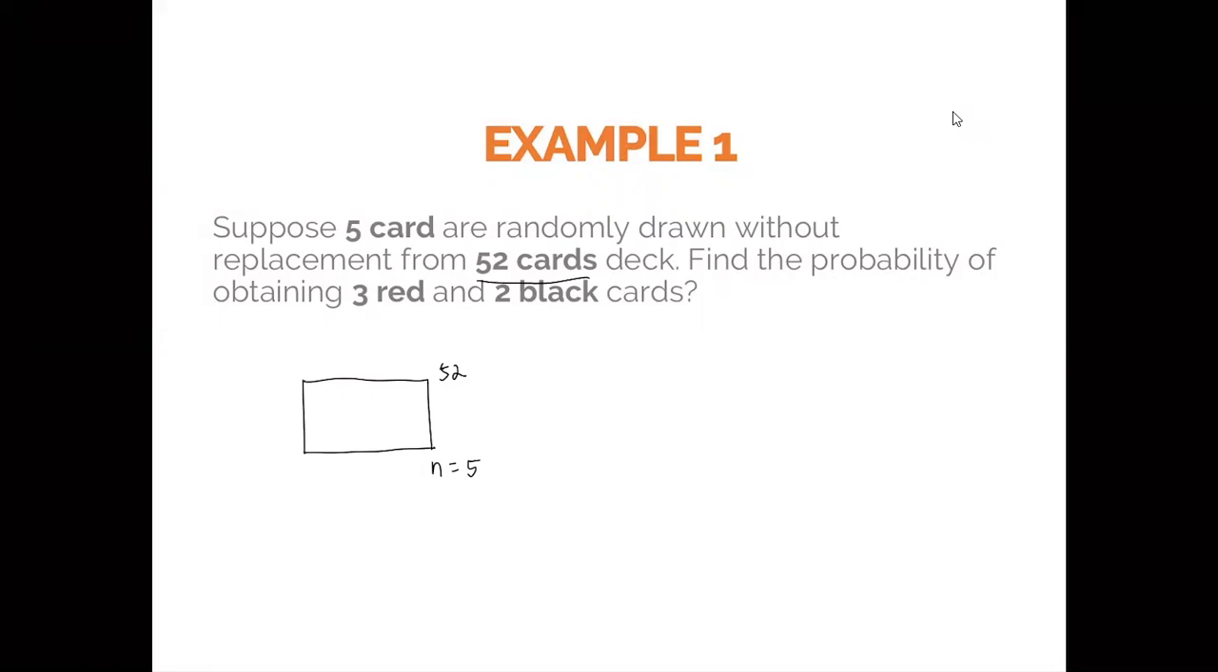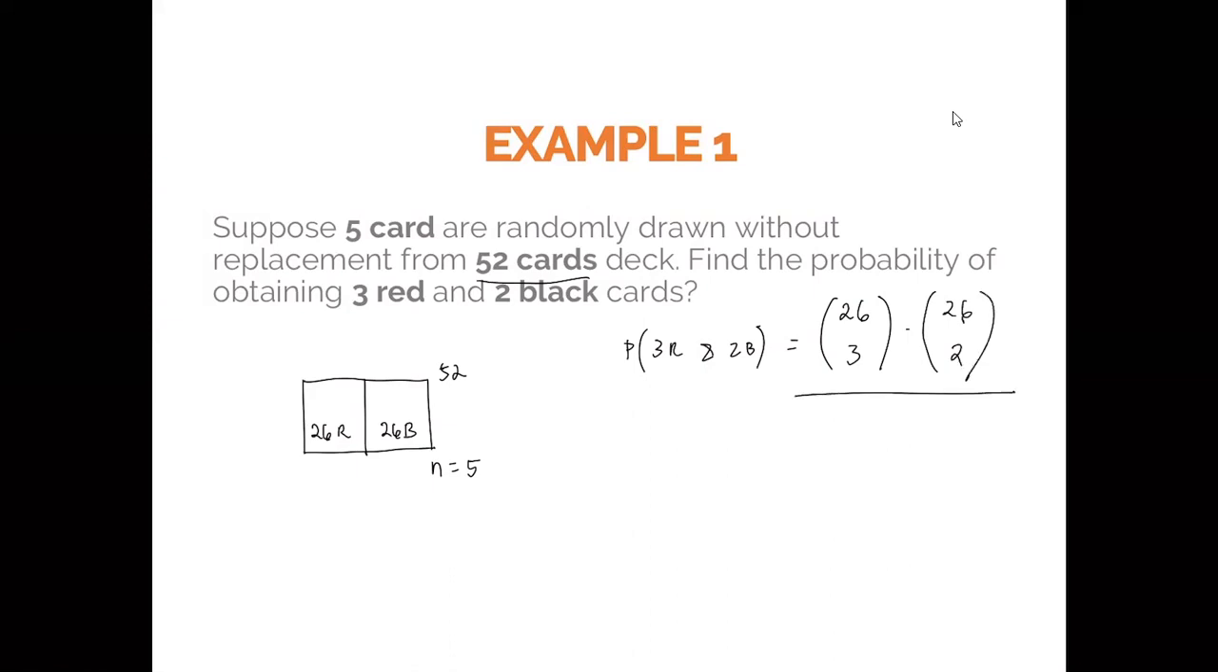Meron tayong 26 na red, tas 26 na black. So, ibig sabihin, pwede tayong makakuha ng 26 na red, tapos 26 na black. Okay? So, kung 3 red and 2 black cards yung pinapahanap na probability. Applying yung formula natin. So, yung sa red, since 26 yung total ng red, kukuha daw tayo ng 3. Tapos, yung matitira, yung failure natin, is mga itim na lang. Ilan ang kukunin natin sa itim? 2. Okay? Then, yung total natin, siya ay 52 taken 5.